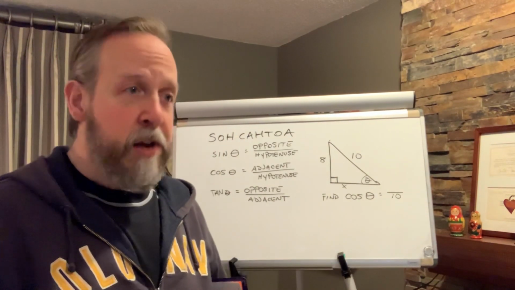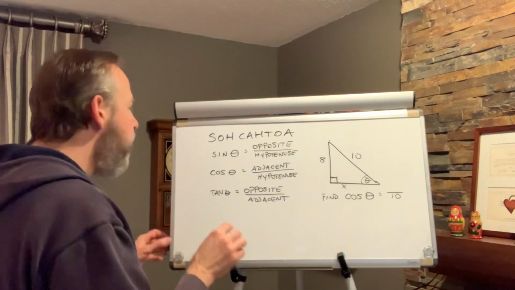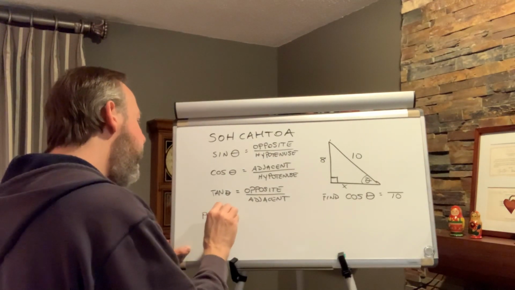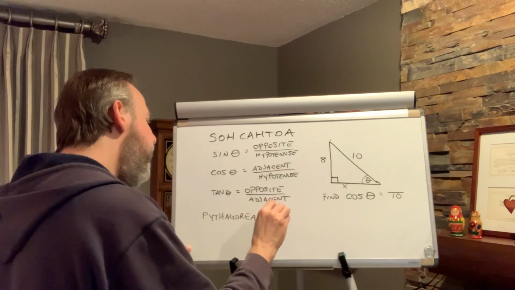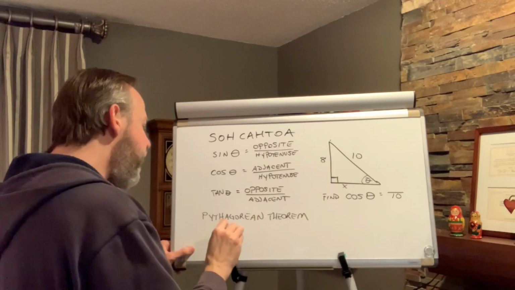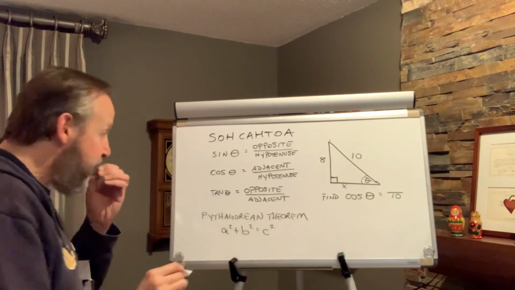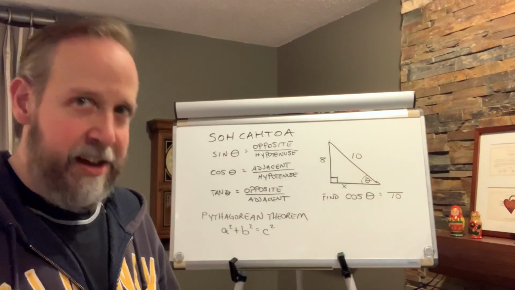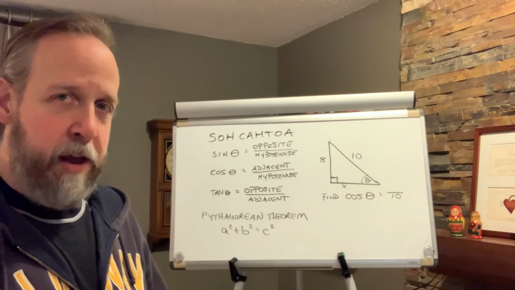Well, trigonometry is also very closely tied to the Pythagorean Theorem. The Pythagorean Theorem, I'll spell that for you. Pythagorean Theorem, and that's simply a squared plus b squared equals c squared. The a and the b are the two legs of the triangle. Legs are not the hypotenuse, it's the other two sides. And c is the hypotenuse of the triangle.